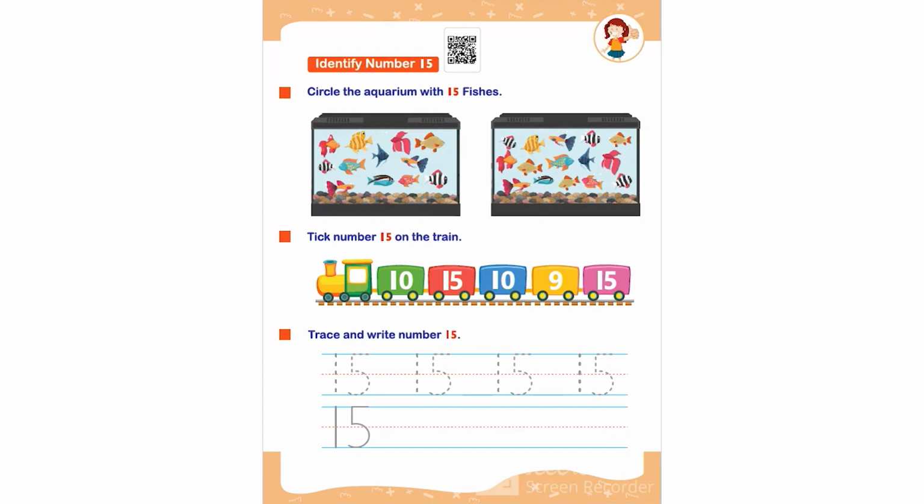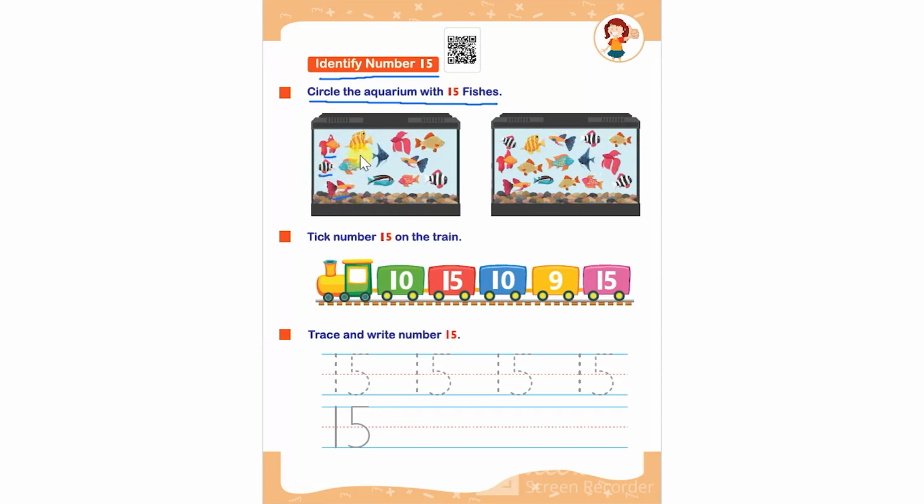Hello everyone. In this worksheet, the topic is identify number 15. Circle the aquarium with 15 fishes. So over here the child has to circle the aquarium with 15 fishes. So for that they have to count the number of fishes in the aquarium.